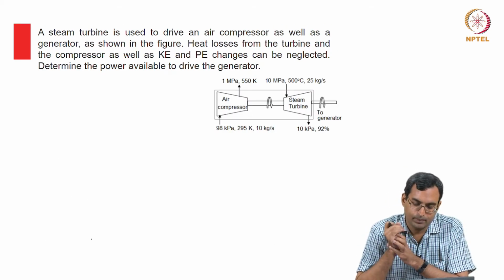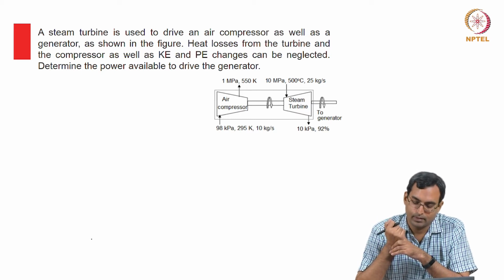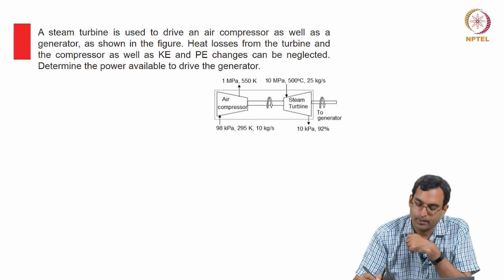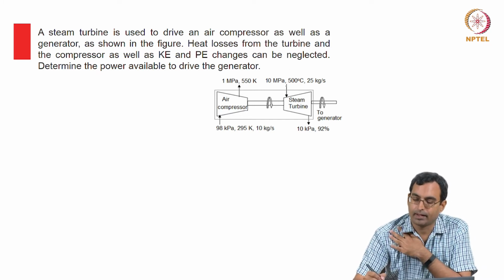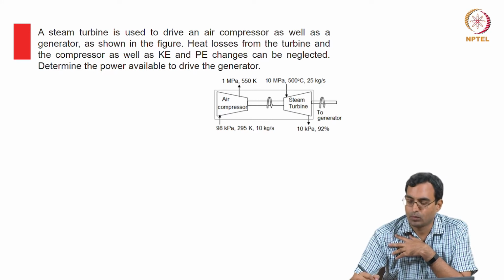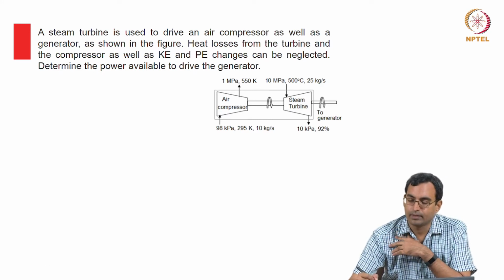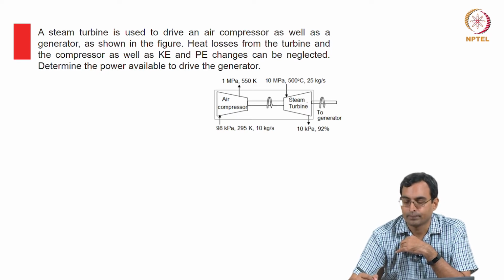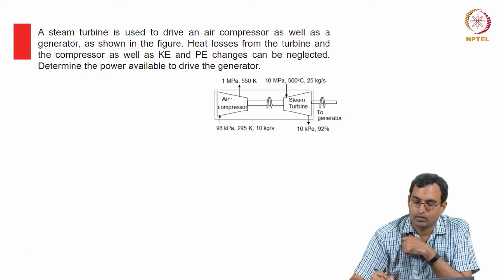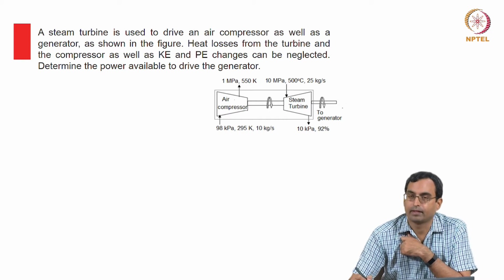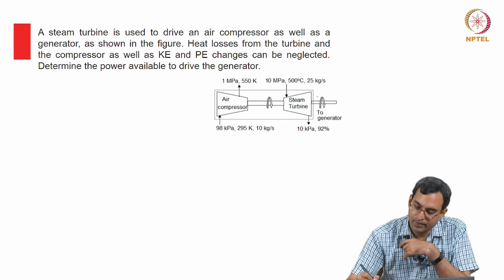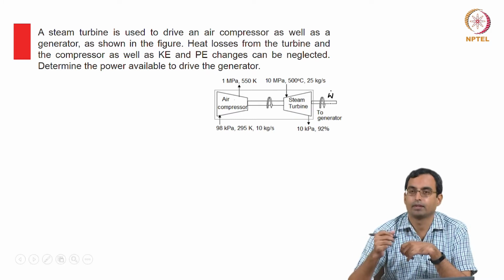It says here that a steam turbine is used to drive an air compressor as well as a generator, as shown in the figure. Heat losses from the turbine and the compressor as well as kinetic and potential energy changes can be neglected. Determine the power available to drive the generator. So, we have a steam turbine. We are giving it steam at high pressure and high temperature conditions and expanding it to low pressure and low temperature conditions. In doing this, this turbine generates work. Some of the work is used to run an air compressor, some of it is taken out to run a generator, which can then produce electricity. We are asked to find out what is this amount of work which is generated.